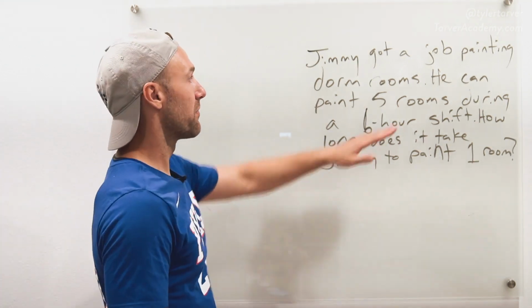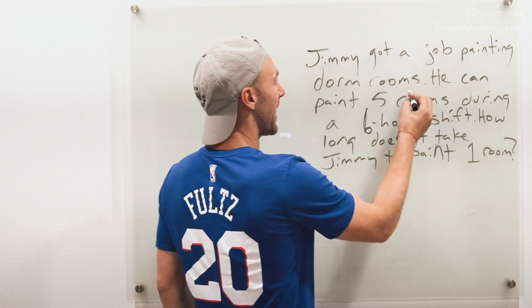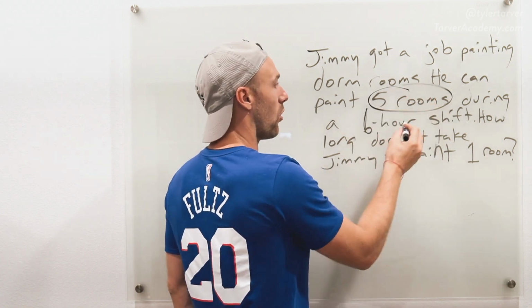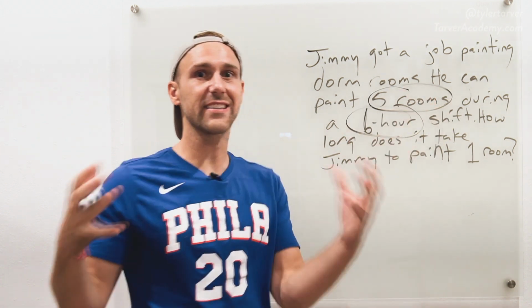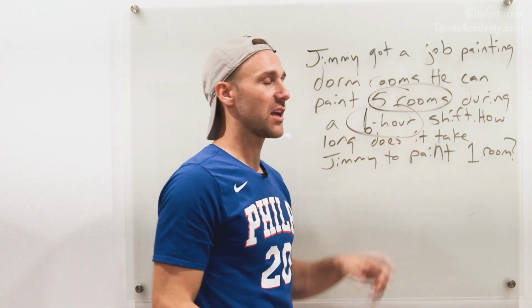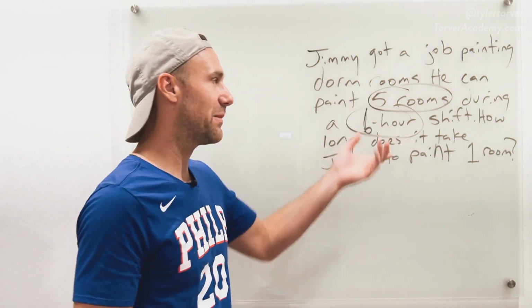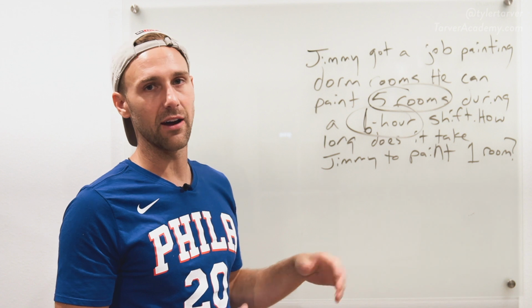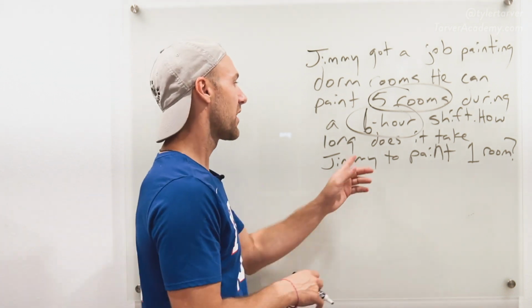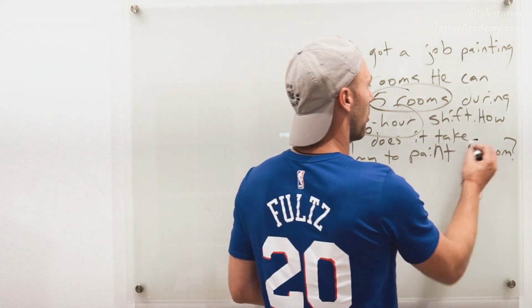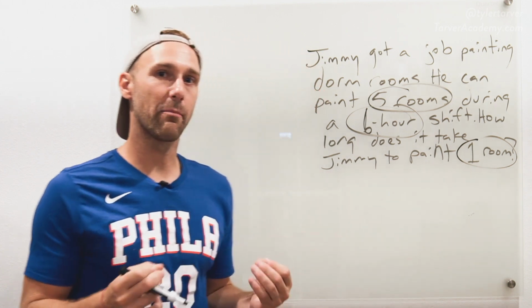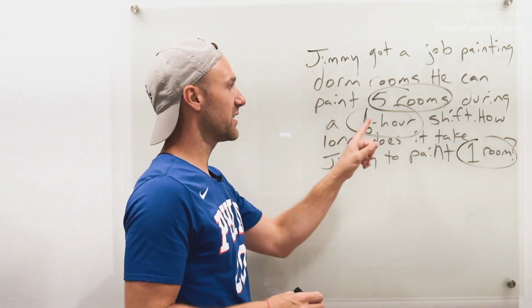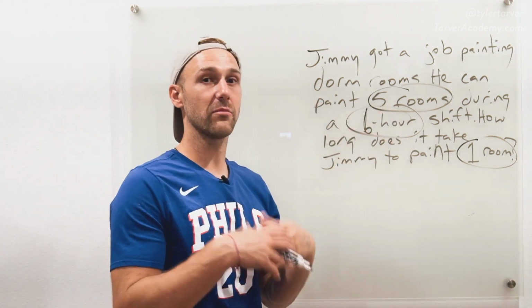Let's work this together. So let's look at our facts. He can paint 5 rooms during one 6-hour shift. So in 6 hours, our boy Jimmy can paint 5 rooms. It'd be convenient if he painted 6 rooms in 6 hours. I'd be like, oh, that's 1 hour. How long does it take him to paint 1 room? So what we're doing is we're trying to break this down and see how long it would take him to do 1 of these rooms if it takes him 6 hours to do 5.